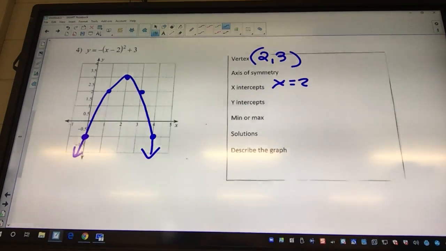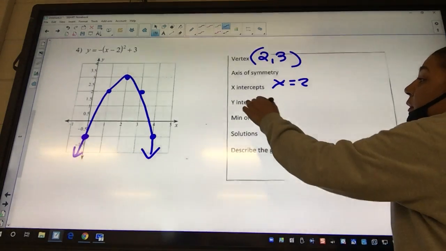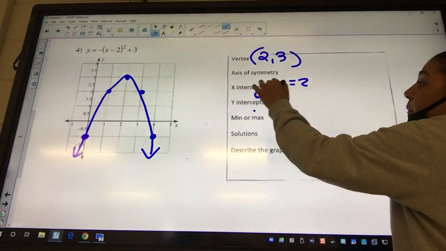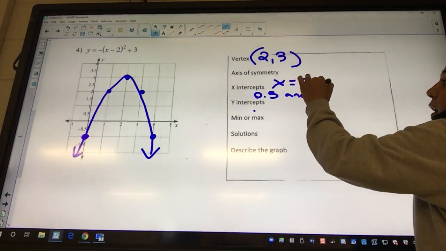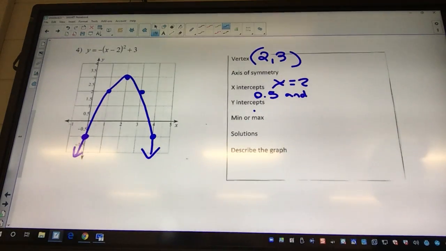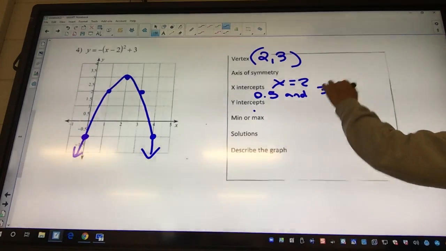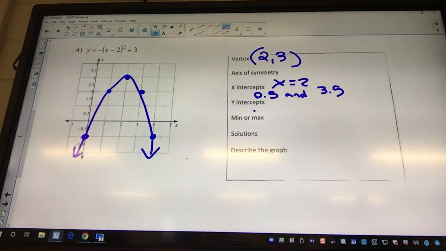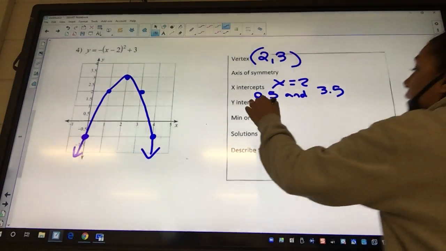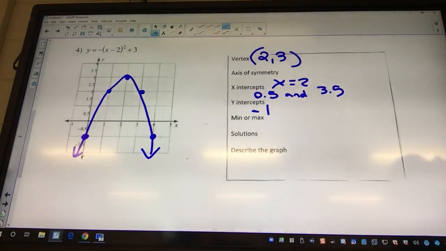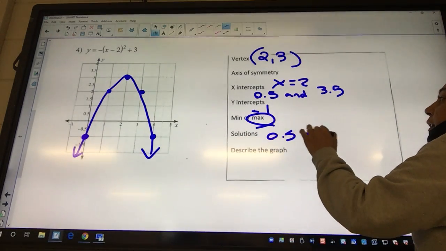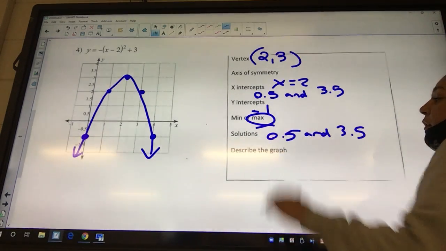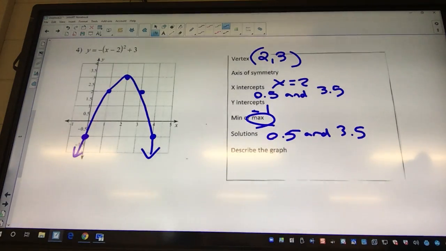Axis of symmetry: 2. X-intercepts, I say 0 and 3. 0.5 and 3.5. Y-intercept: -1. Min or a max? Max. Solutions: 0.5 and 3.5. Describe the graph. Down 1.